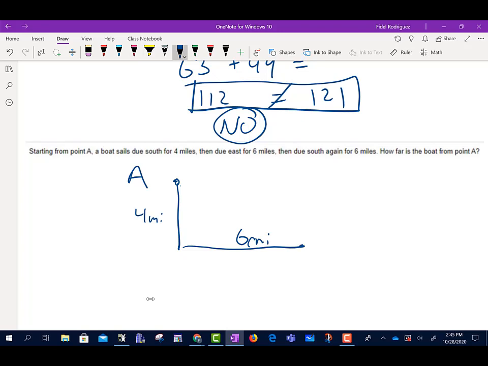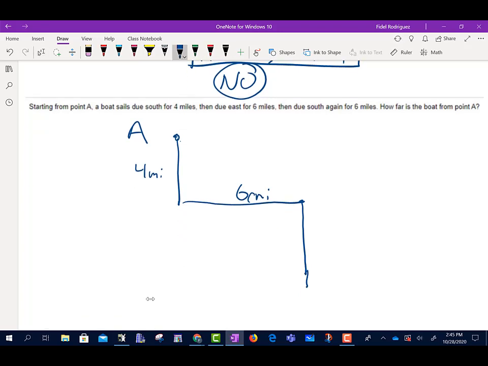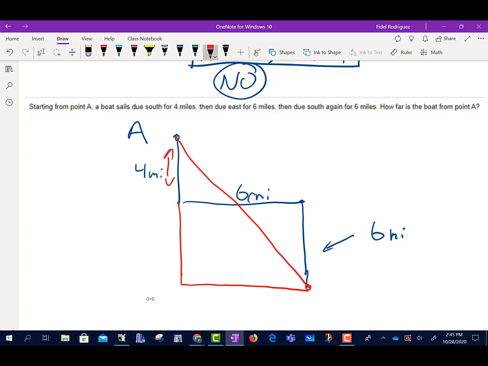And then we're going to go south again for another 6 miles. The question says, how far is the boat from point A? So now this is where we ended up, and we're trying to see, can we find this distance? I bet you we can. Couldn't we extend this and make this look like a real pretty right triangle? And if we knew that this distance here was 4, then we would know that this distance here would also be 6. So that would tell me that my total distance from here to here would be 10.